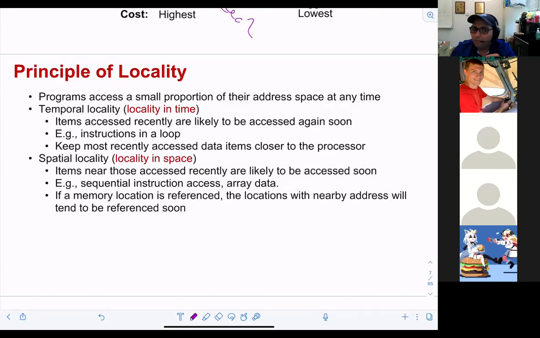Example, instructions in a loop. And locality in space: items near those accessed recently are most likely gonna be accessed soon somehow. An example for this, if you have an array of data, and I access element number 5, I'm not just gonna bring element number 5 and put it in the cache. Nope. I'll bring the whole entire array, because most likely I will need element number 7 later on, element number 17 or whatever.